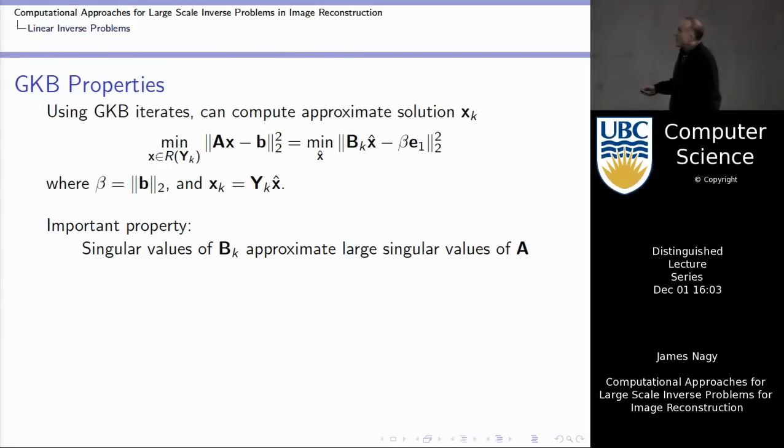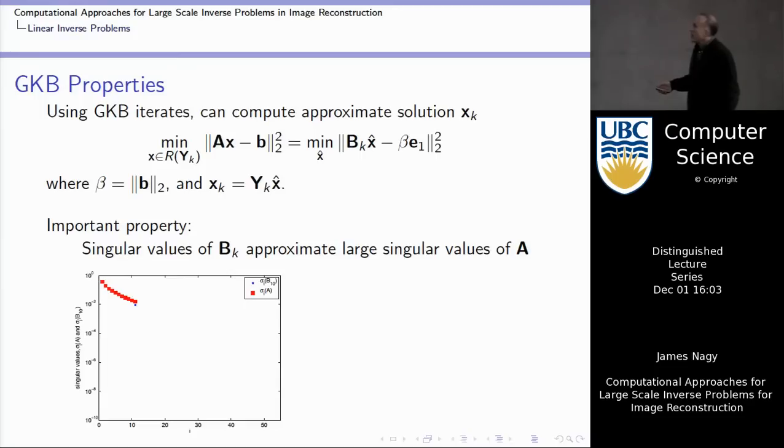Now the interesting property of this method is that this bidiagonal matrix is very similar to the matrix A, in the sense that the large singular values of the matrix B approximate well the large singular values of the matrix A. Actually, I showed it here with my MATLAB codes. I've taken the matrix A. It's small enough in this little example to compute all its singular values. And then I started the bidiagonalization.